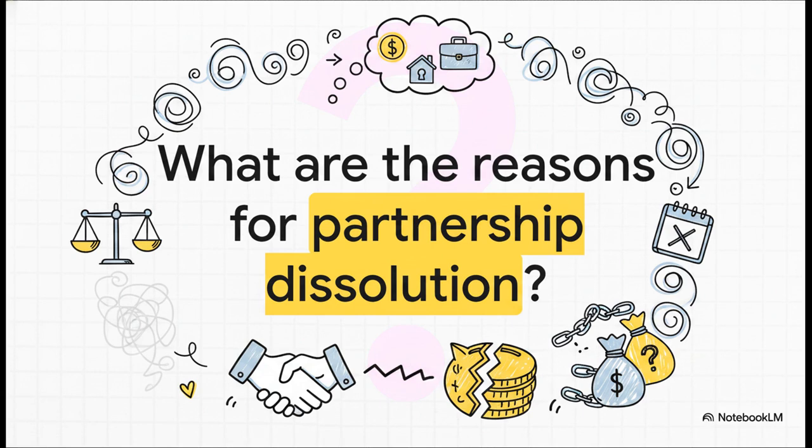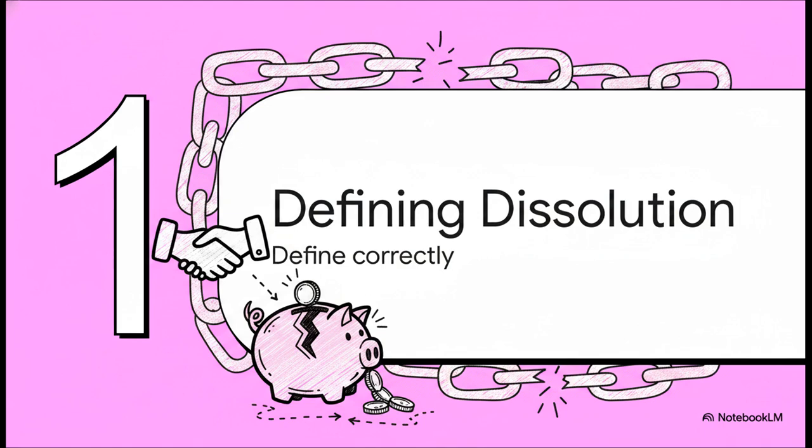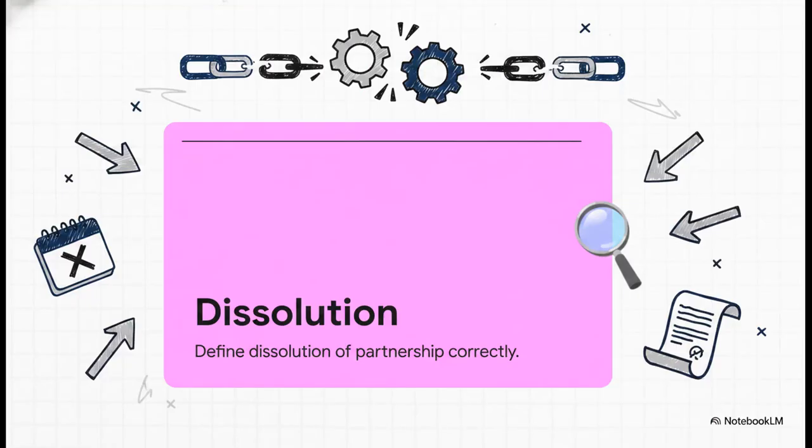All right, moving into Section 1, defining partnership dissolution. The absolute crucial point here is getting our definition correct right out of the gate. Dissolution of a partnership is the exact accounting process of bringing a legal business partnership to a definitive official end.